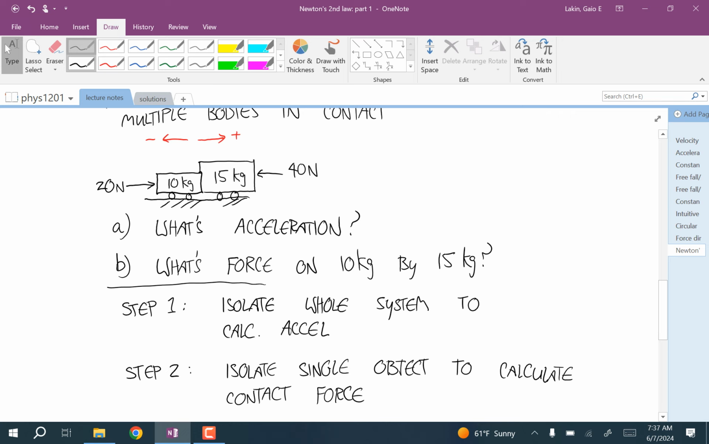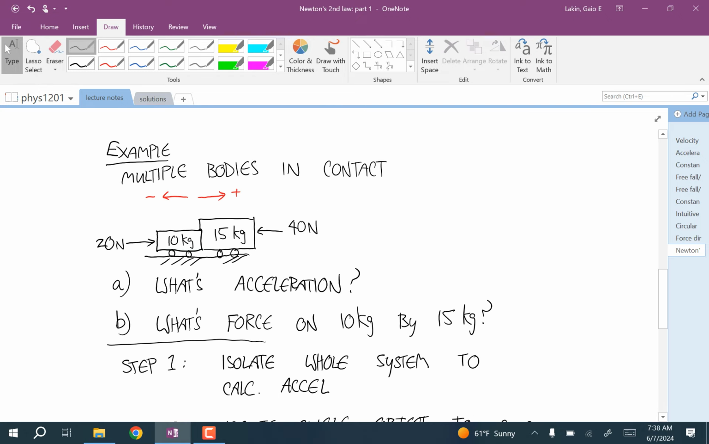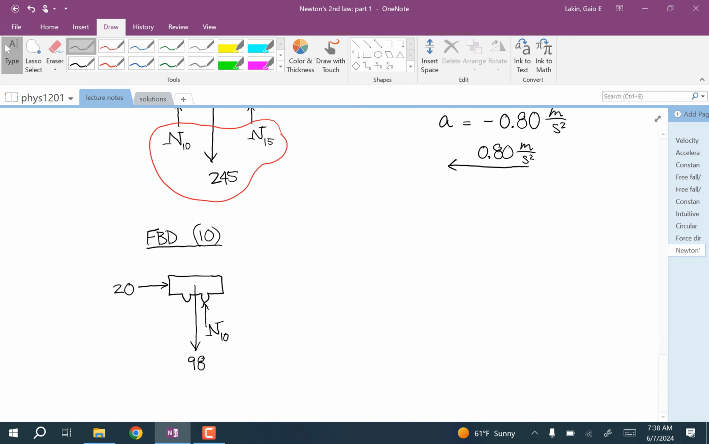We're just looking for these contact forces that are acting on the boundary of the one that we've chosen, the 10 in this case. So we do have the 20. We don't have the 40, but what we do have on the right side of the 10 kilogram body is a pushing force from the 15 kilogram body. And so the rule says for pushing forces, it's perpendicular to the surface toward the chosen body. And this is the one we're trying to calculate. And so I'll just give that a variable name. Normally I call that R for reaction force.